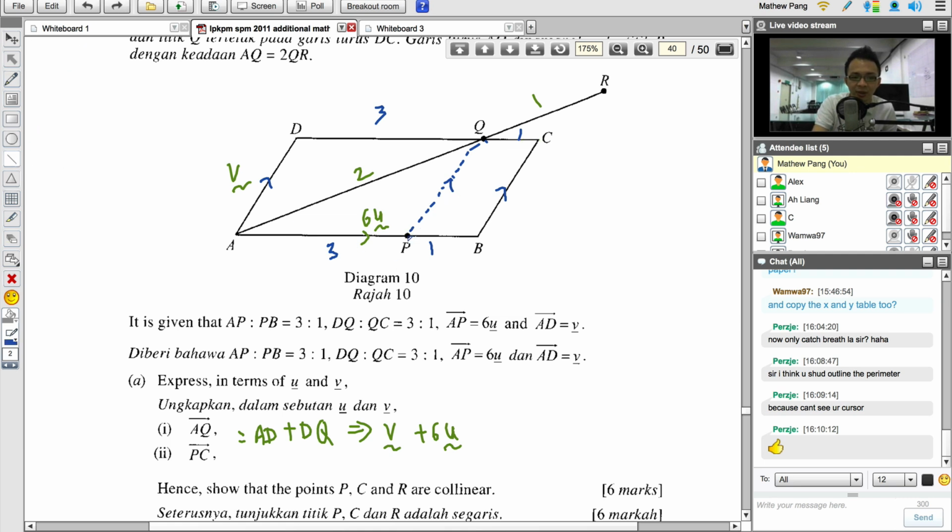Okay, now we want to find DC. We know DC actually can be DB plus BC, right? So this one is simple. If ratio 3 is 6U, ratio 1 will be 2U. Alright, this one is parallel with V, so I can say PC equals PB plus BC. So it's just 2U plus V. Alright, done.